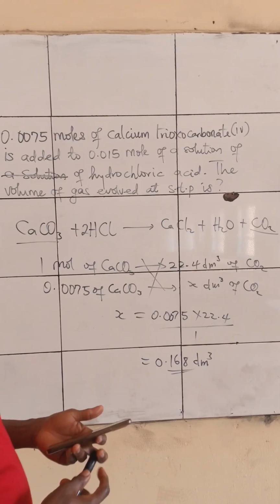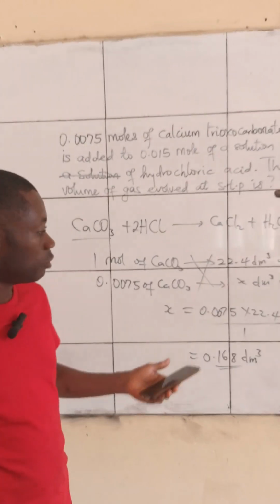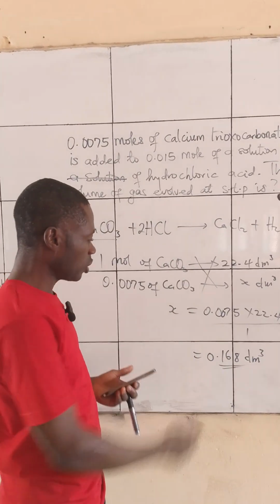If you want to convert to cm cube, you know that 1000 cm cube equals 1 dm cube. But this is the answer in dm cube. That's how simple it can be.